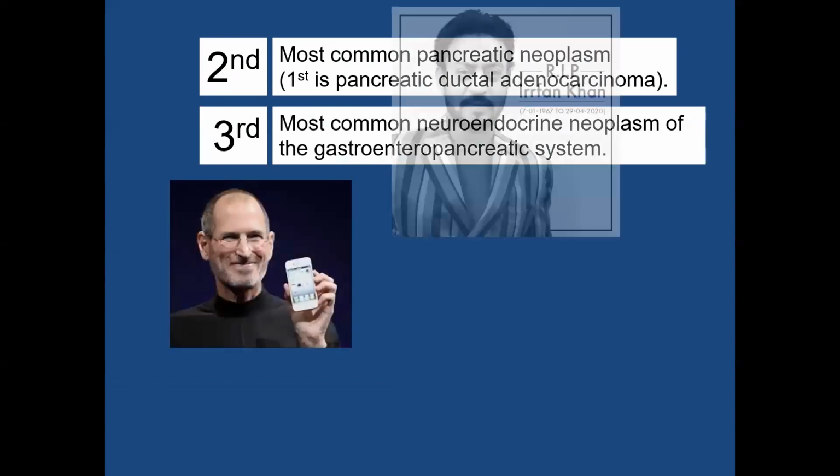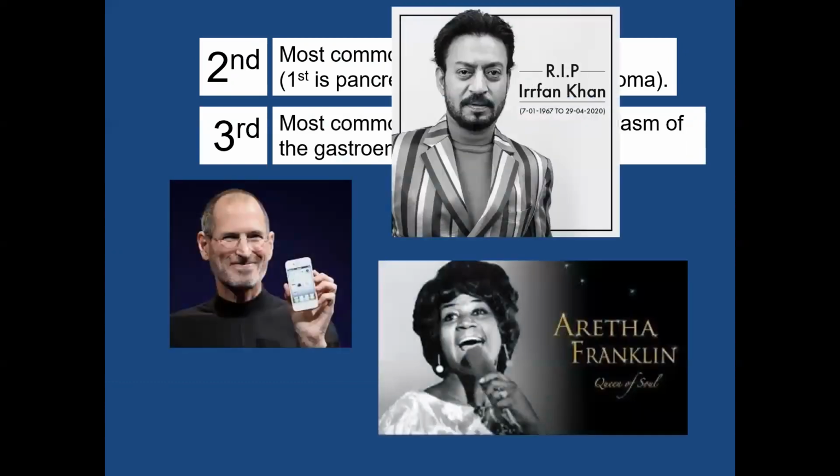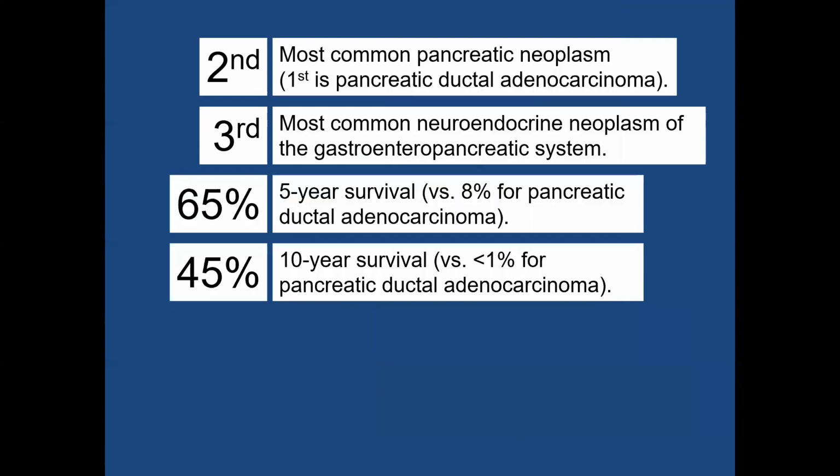For example, in the case of Steve Jobs, Irrfan Khan, and Aretha Franklin, many of these celebrities were diagnosed years before they succumbed to their disease. In fact, Steve Jobs actually underwent liver transplantation in order to try to extend his life and decrease his metastatic tumor burden, which unfortunately was not successful. Nevertheless, the 5-year survival for pancreatic neuroendocrine neoplasms has improved over the years and hovers around 65%, and almost half of these patients live past 10 years.